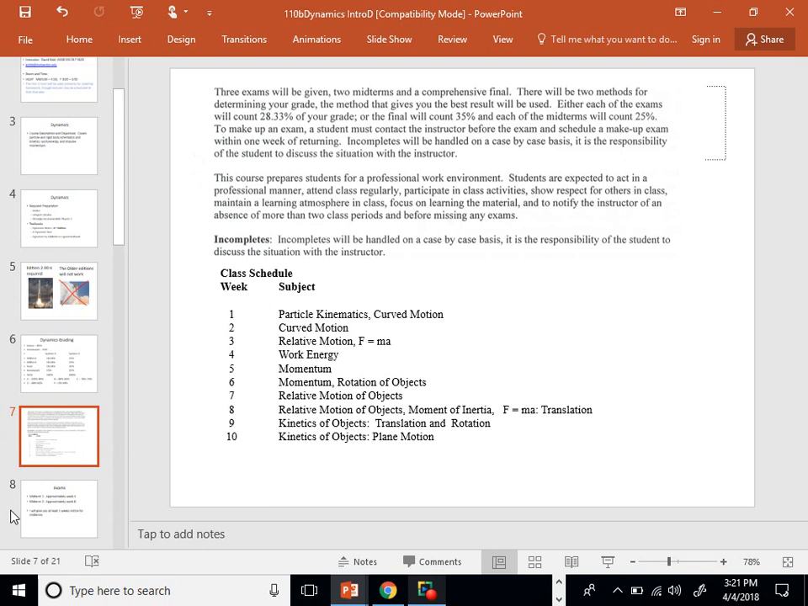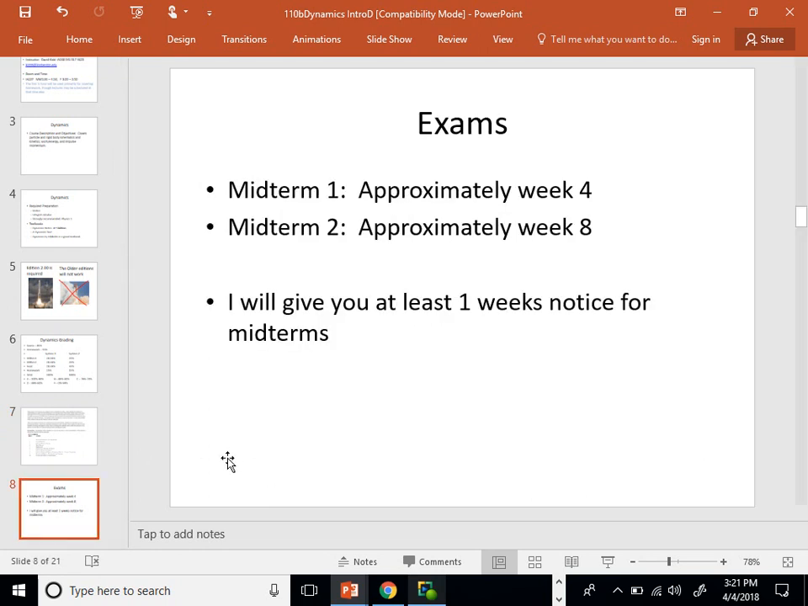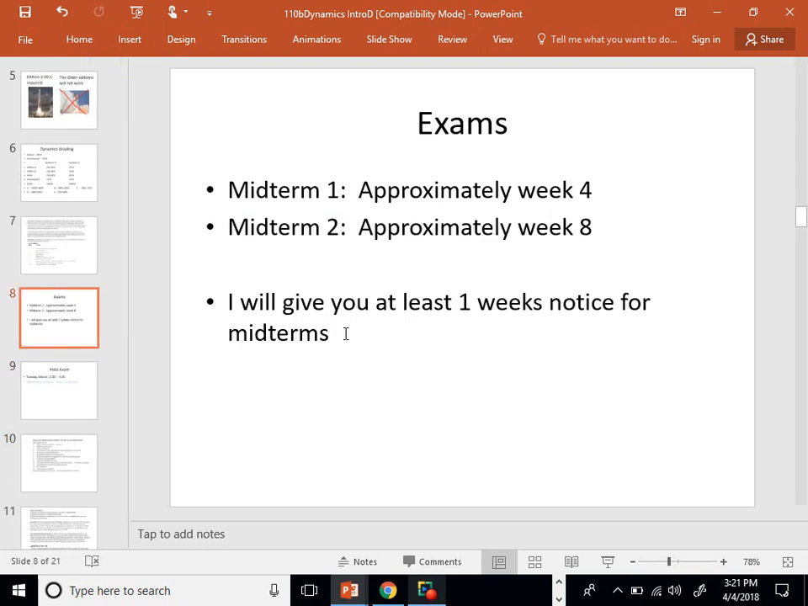Okay, we've got the schedule there. We've got exams. The first midterm is approximately week 4. The second midterm is approximately week 8. I'll give you at least a week's notice for the midterms. I don't schedule them on an exact day. I'm not quite as structured in that as some engineering teachers are, with everything scheduled out before the term starts. But I'll give you at least a week's notice on them, okay? And I'll assign homework and that'll be due usually 2 class periods out from when I assign it, okay?